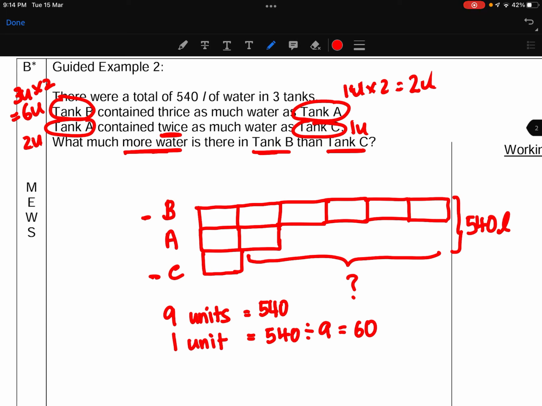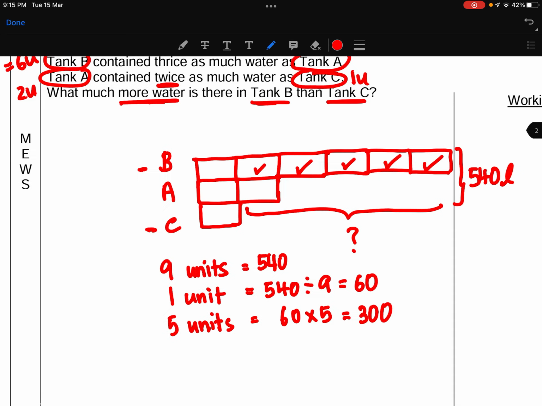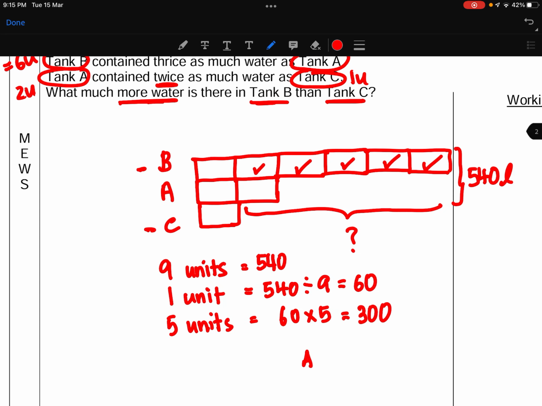Alright, so I'm ticking the box to show you the difference between B and C. Between B and C, the difference is 5 units. So I'm going to put here 5 units. I will have 60 times 5, I'll get 300. So again, when the question asks, we are not going to write a statement anymore. We are just going to put here the answer. How much more water is there in tank B than tank C? So my answer will be 300.